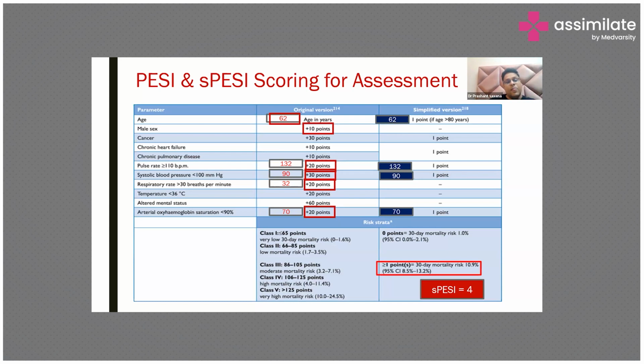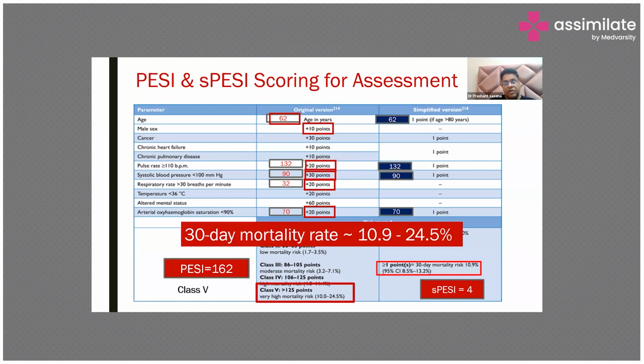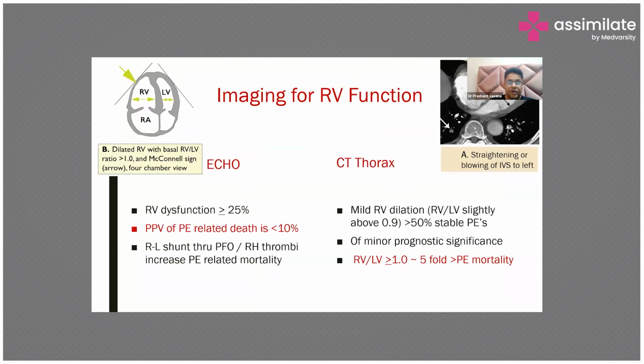You can do the scoring, and it is very important that you at least understand, once the patient is with you, what the risk factors are and how to prognosticate to the family, because pulmonary embolism patients can deteriorate very fast. So in this patient, the PESI was 162, which is more than 125 points, and the mortality risk is 10 to 25%. So it is very important that you prognosticate the patient.